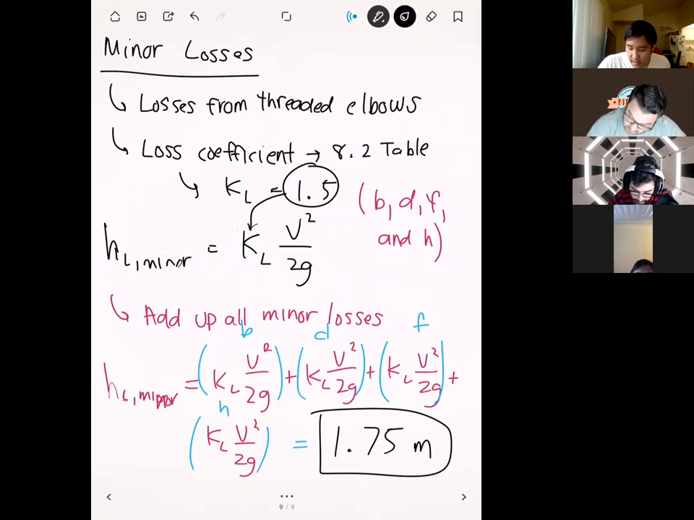And so if we add this together with our major losses, we can get the total head loss for the entire system. Okay. All right. Any questions on how we computed these minor losses?